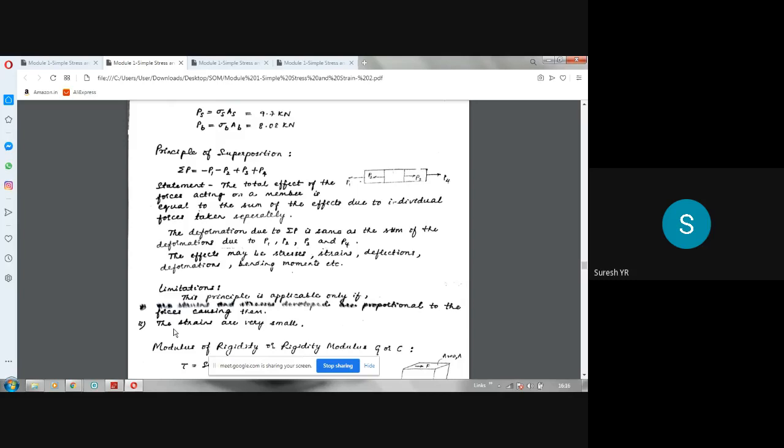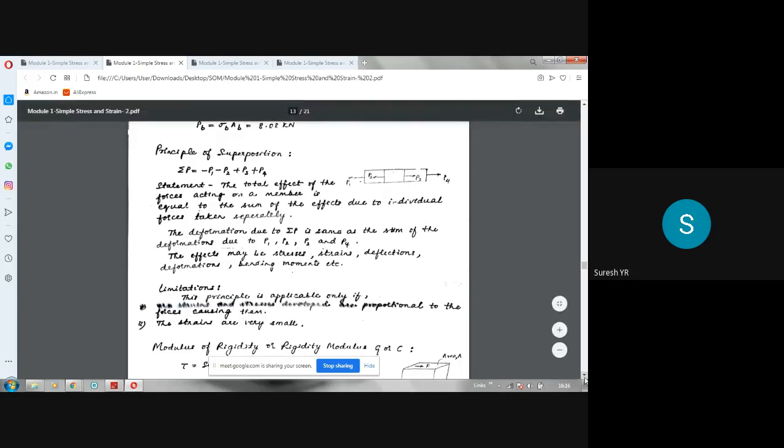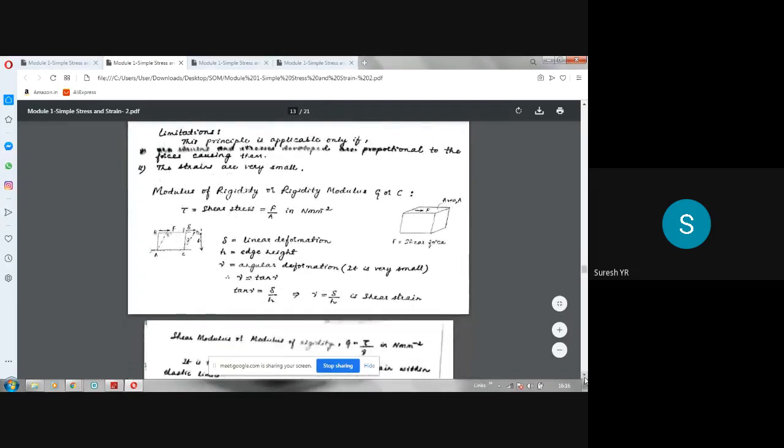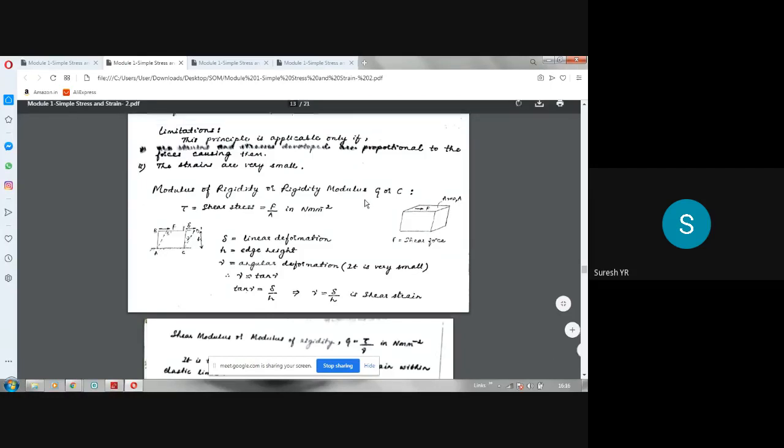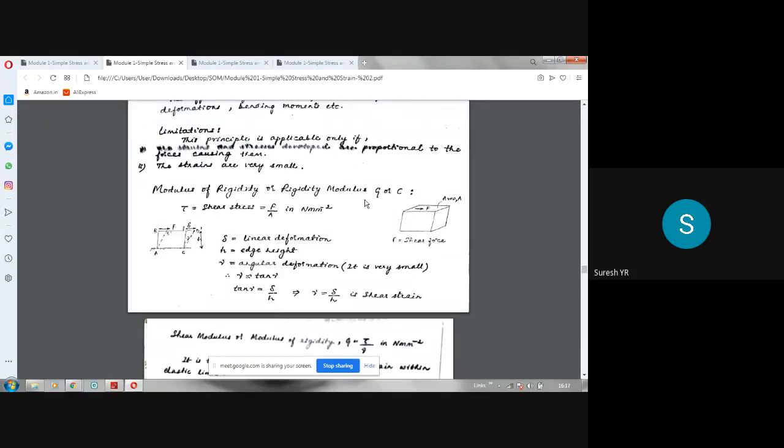Then modulus of rigidity I explained. Just like modulus of elasticity, you have modulus of rigidity, rigidity modulus or shear modulus. There are three words. Modulus of rigidity, denoted by G, is the ratio of shear stress to shear strain. Just like linear stress to linear strain is Young's modulus, shear stress divided by shear strain is rigidity modulus.